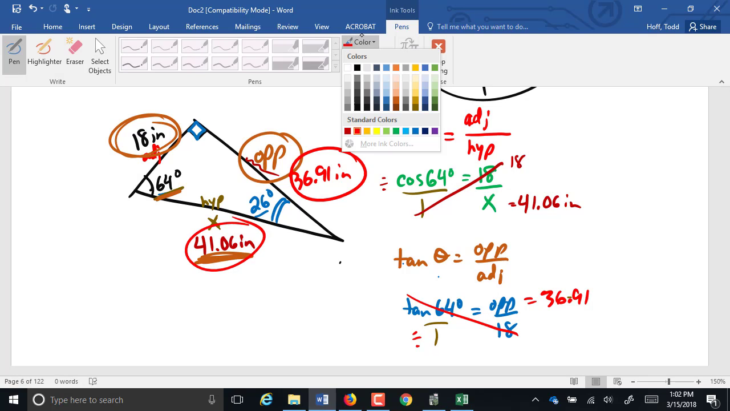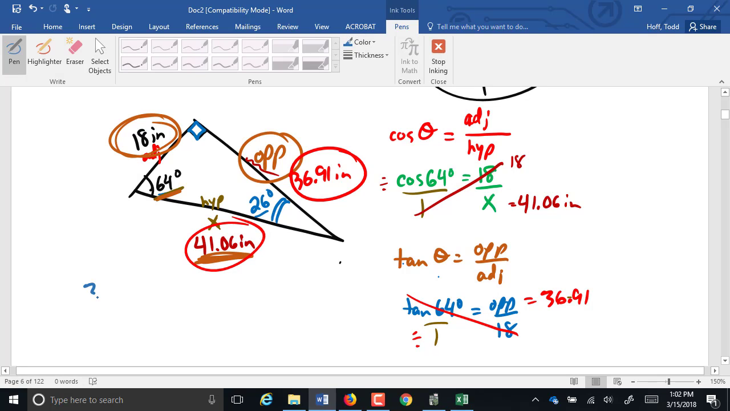Now, if I wanted to, I can double check this to make sure 36.91 squared plus 41.06 squared equals the 18 squared. Oops, I did that backwards. 36.91 squared plus 18 squared equals the 41.06 squared. And it'll be within round-off errors, it won't be exact. Any questions there?